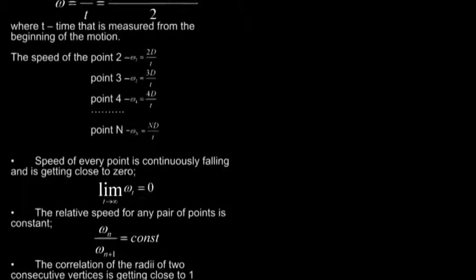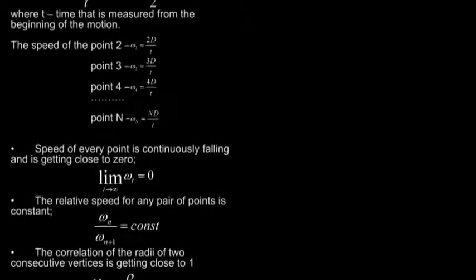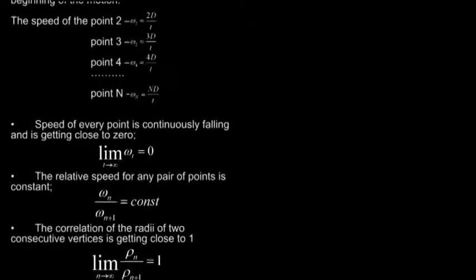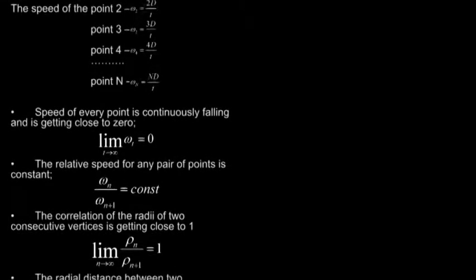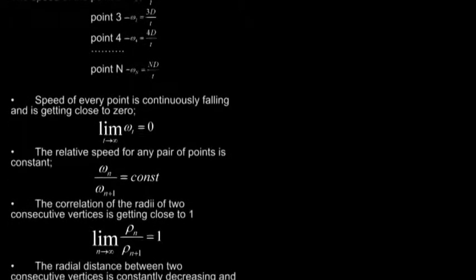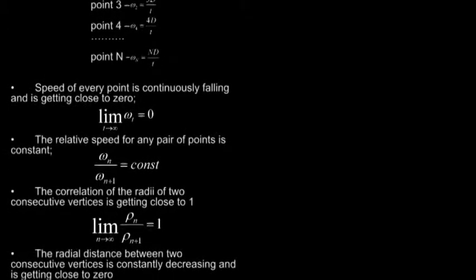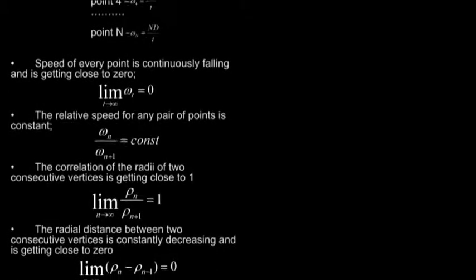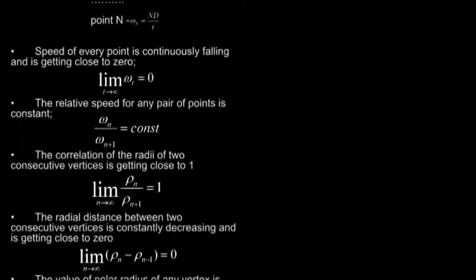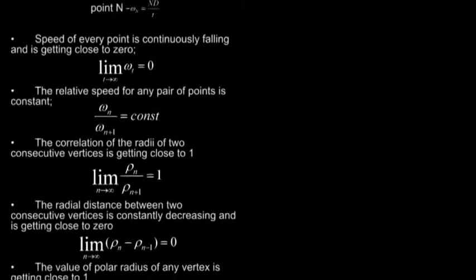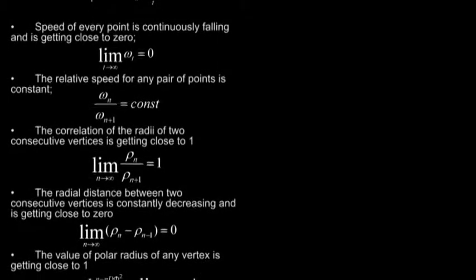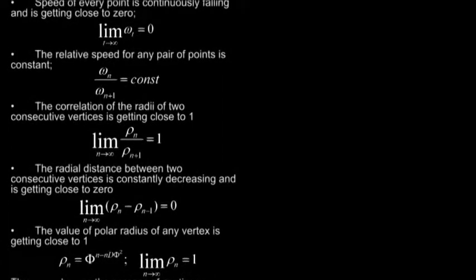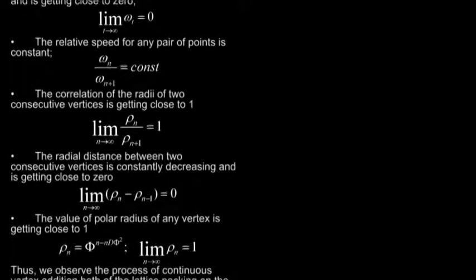The correlation of radii of two consecutive vertices is getting close to 1. The radial distance between two consecutive vertices is constantly decreasing and is getting close to 0. The value of the polar radius of any vertex is getting close to 1. Thus, we observe the process of continuous vertex addition, both of the lattice packing on the disk surface and periodical growth of the quantity of the left and right contact parastichies in sequence, which correspond to the natural properties of phyllotaxis.